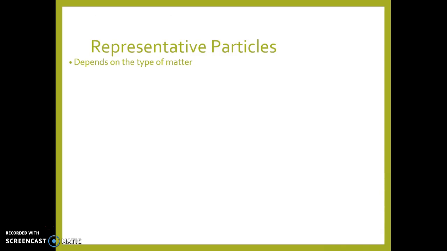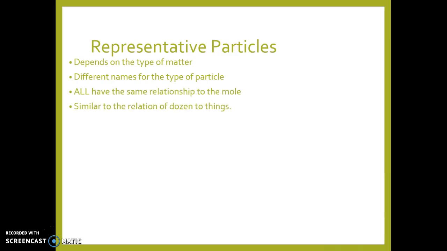So it depends on the type of matter. We have different names for the type of particle, but all have the same relationship to a mole. They are all equal to 6.02 times 10 to the 23rd. One mole of any particle is equal to 6.02 times 10 to the 23rd. So here we go. It's similar to the relationship of dozens of things.